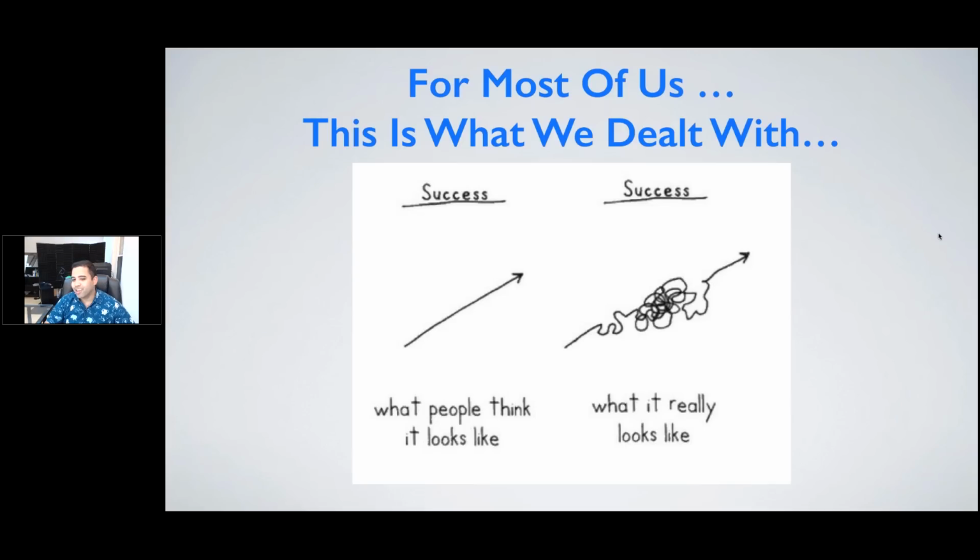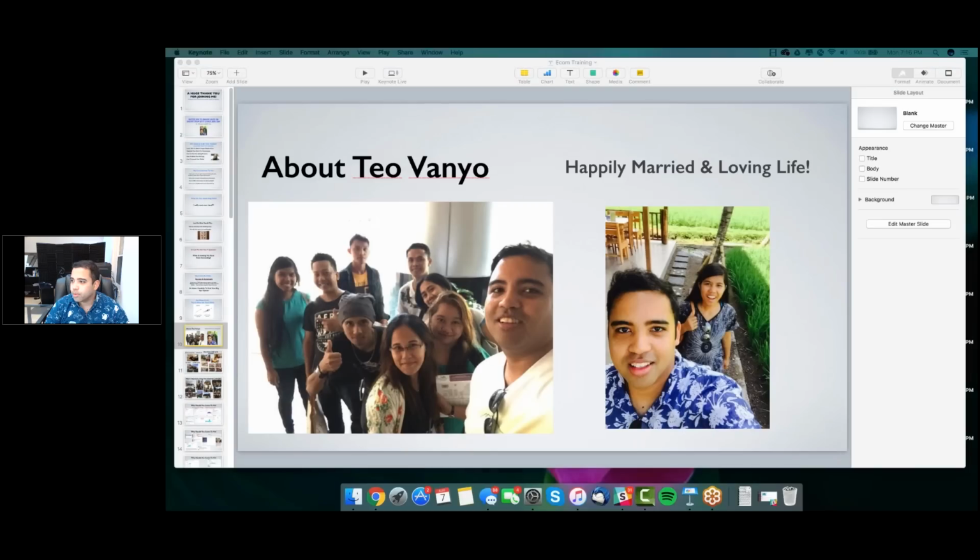But here's what it really looks like. It's that squiggly line right here. It's not what you think. I like to look at success kind of like an iceberg. Have you guys ever seen the iceberg meme for success? Let me show you what that looks like. Success kind of looks like this, and I love this image right here.